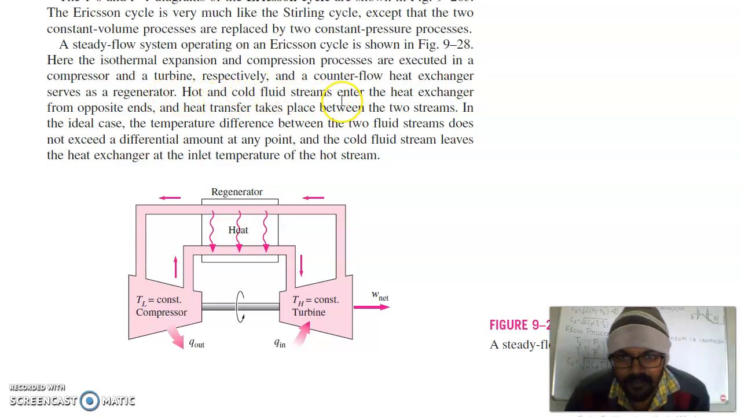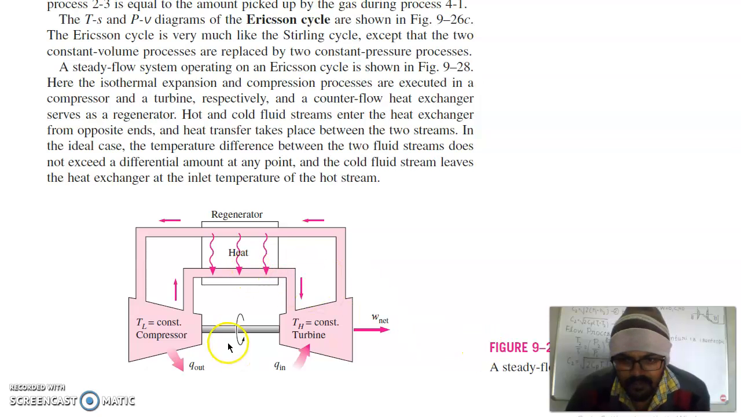Hot and cold fluid streams enter the heat exchanger from the opposite ends, and heat transfer takes place between the two streams. In the ideal case, the temperature difference between the two fluid streams does not exceed a differential amount at any point, and the cold fluid stream leaves the heat exchanger at the inlet temperature of the hot stream. So in the regenerator, the temperature of this stream starts to decrease, and here the compressor outlet air temperature starts to increase while maintaining pressure constant. So this is a steady flow Ericsson engine.